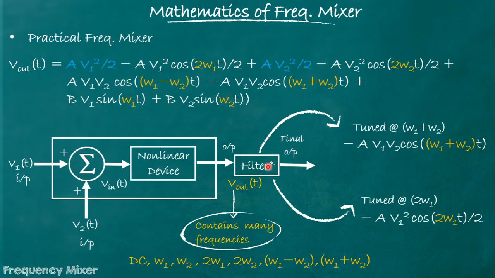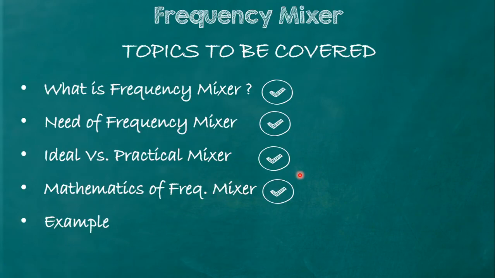Here, the asterisk indicates that it is very important to know which frequency your filter is tuned to. So here we have completed the mathematics of a frequency mixer. Now let us move to the example.